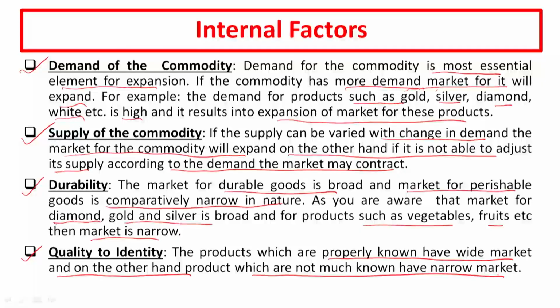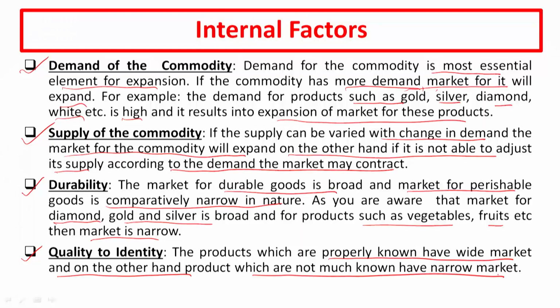Demand for the specific commodity: if the demand is more, the market will expand. On the contrary, if the demand is less, the market will contract. On the other hand, the supply of the commodity will move in the ratio as per the demand of the commodity. If the demand is increasing, you need to increase your supply. On the other hand, if the demand is decreasing, you need to decrease your supply. And if you are able to function in this manner, automatically the market will expand. The third one being durability.